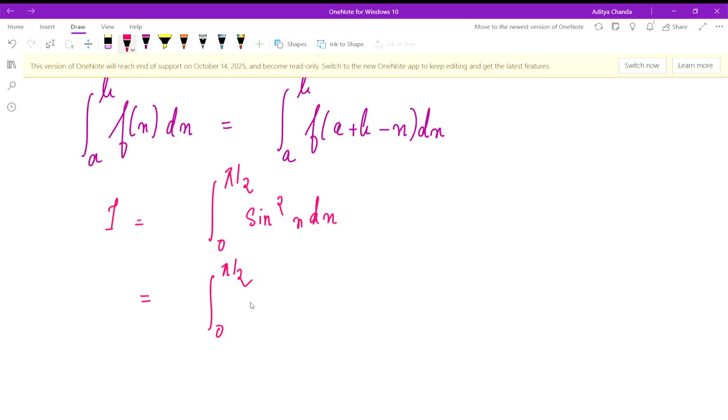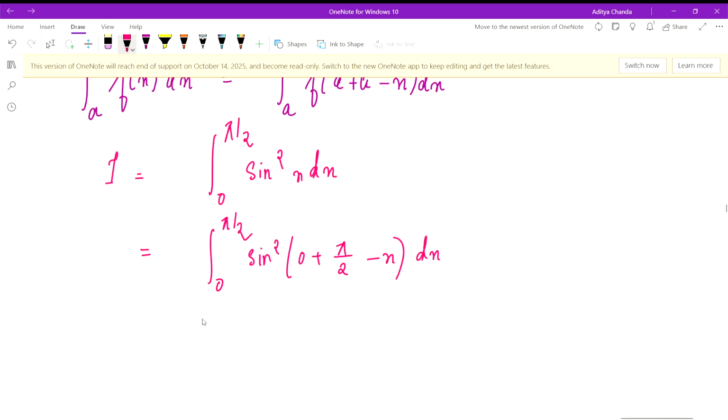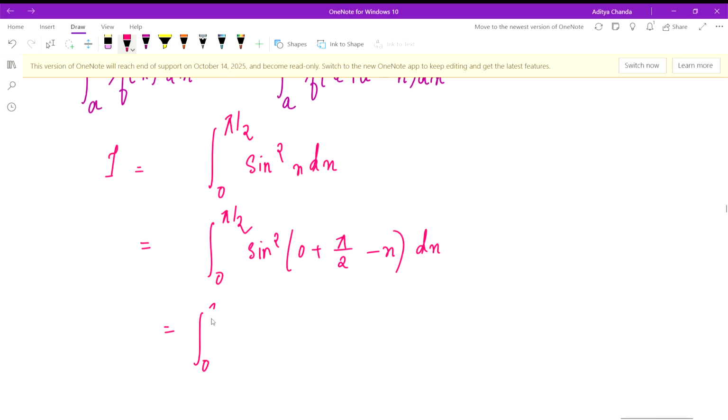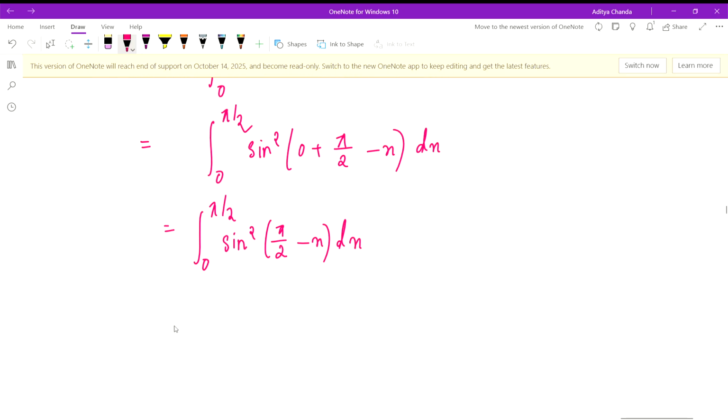If you apply King's Rule over here, in place of x, I'll write 0 plus pi by 2 minus x, and dx. Now this becomes the integral from 0 to pi by 2 of sine square of pi by 2 minus x. What is sine square of pi by 2 minus x? It is cos square x.